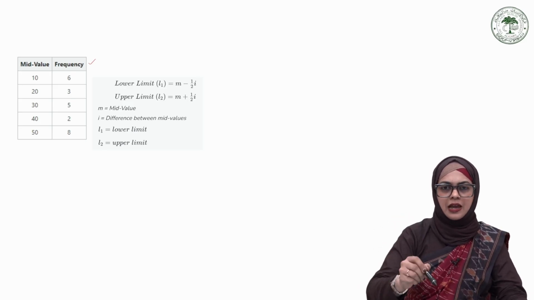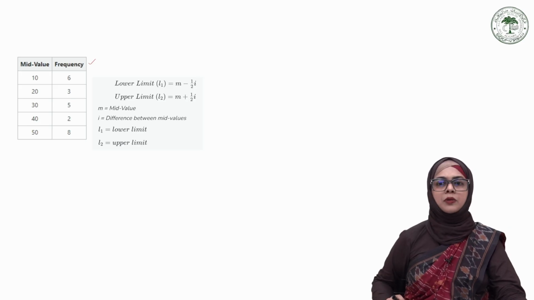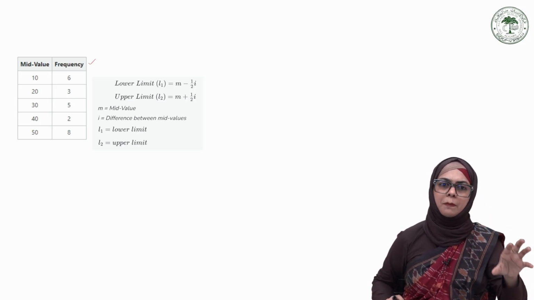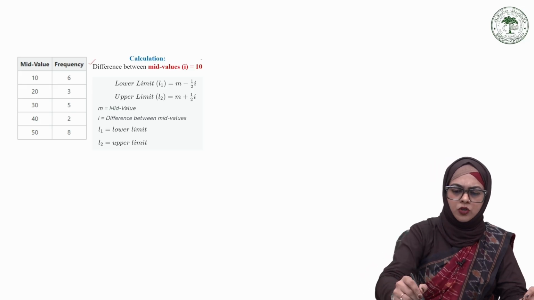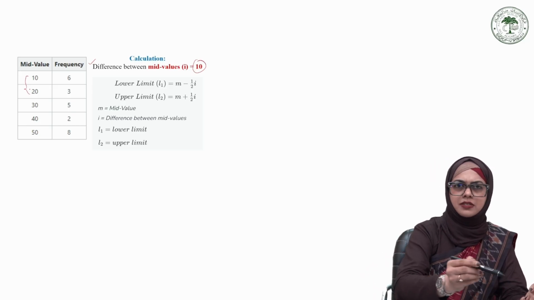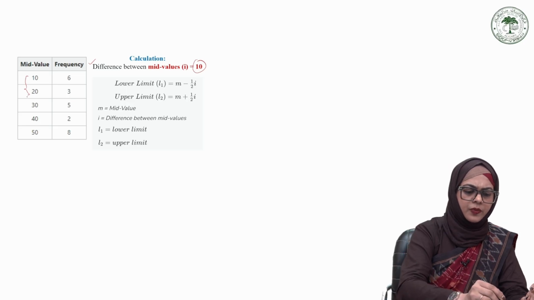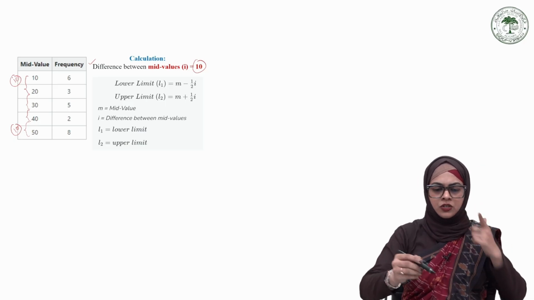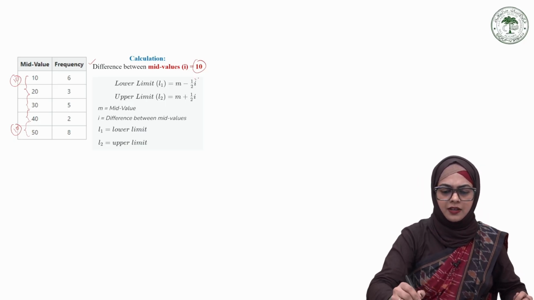So first we'll establish the first step, which is determining the mutual difference between the mid values. That amounts to 10. You can see the difference: 20 minus 10 is 10, 30 minus 20 is 10, 40 minus 30 is again 10, and 50 minus 40 is 10, right? So this is the difference that we are seeing in all the mid values. Now we know what I is.